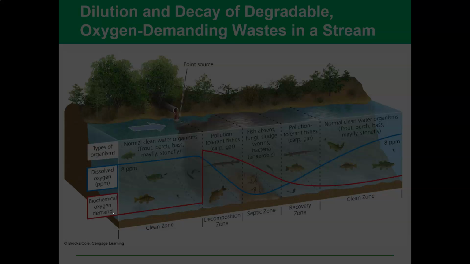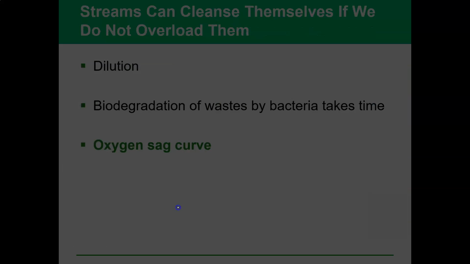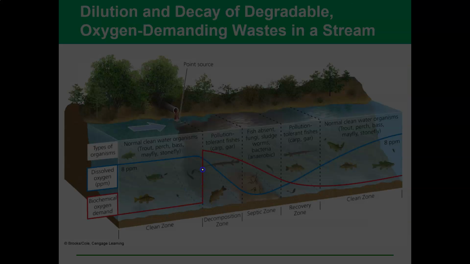So what you have here, though, is a point source pollution up top, this pipe. It's putting some kind of organic pollutant in there. So what's happening is it's dumping into there. That biochemical oxygen demand goes up. All right, so it shoots way up, and what that does is that starts to decrease the oxygen. You can see the blue line there. In this first zone, the decomposition zone, the oxygen levels start to drop because there's more demand for the oxygen. So you get some pollution-tolerant fishes like carp and gar.